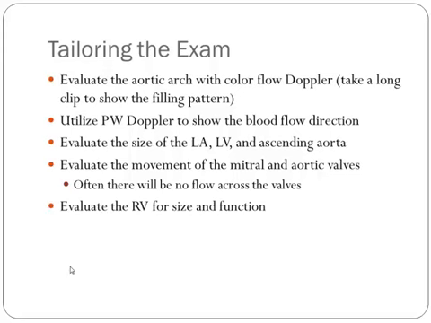And you're going to want to use the pulse wave Doppler in the aortic arch to show the blood flow direction, because sometimes just looking at it, it can be hard to tell whether or not you're seeing more red and blue. So using pulse wave to show the directionality is very helpful. If you can, measuring the actual size in millimeters of the ascending aorta can be helpful. Also qualitatively looking at the size of the left atrium and left ventricle. And looking at the movement of the mitral and aortic valves.